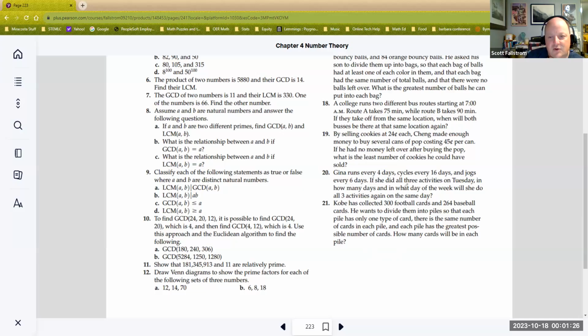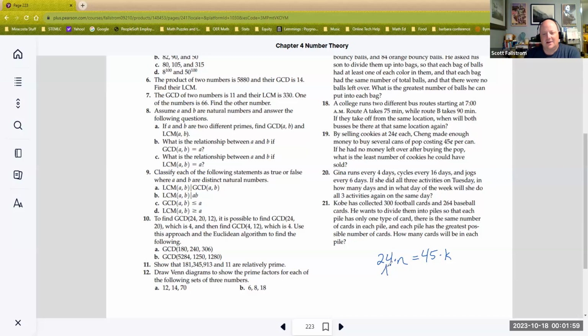So again, by selling cookies at 24 cents each, we don't know how many, so we'll just say 24 times n. That's how much money I brought in. Now I made enough money to buy several cans of pop costing 45 cents per can. Well, I don't know how many of those I have either, right? That is equal to 45 times k. All right, so let's see here. We need some multiple of 24 to equal some multiple of 45.